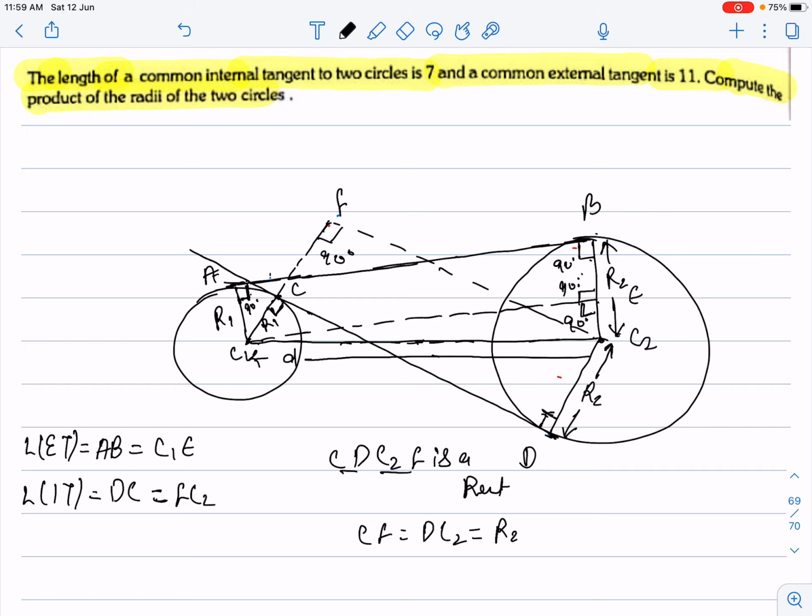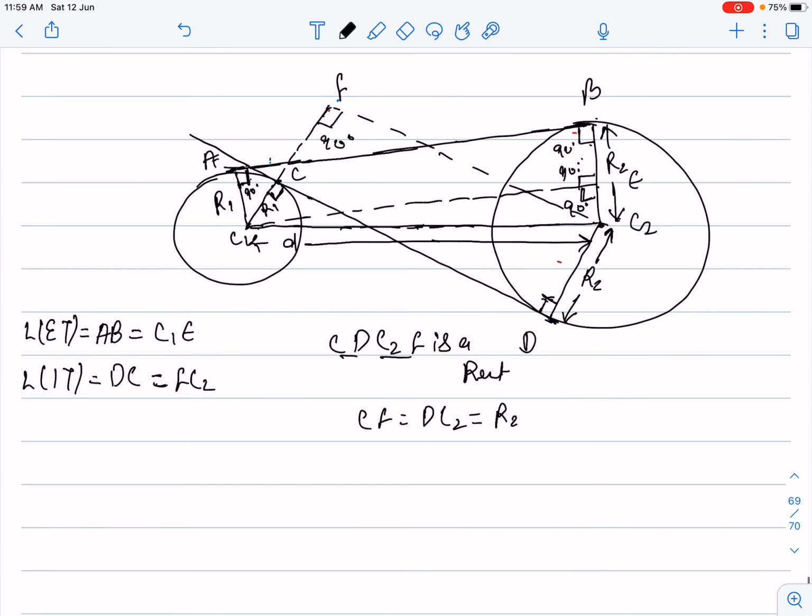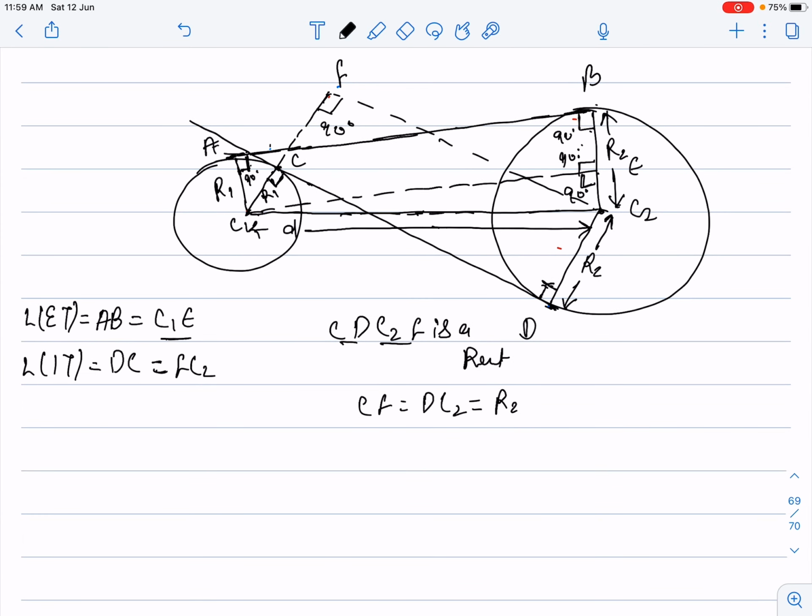Now guys, we are very much comfortable with Pythagoras theorem. I'll apply Pythagoras theorem to get the value of C1E and to get the value of FC2 over here. So to get the value of C1E, which triangle would I have to consider? Let me shade it yellow over here. Guys, this triangle will be considered to get the value of C1E.